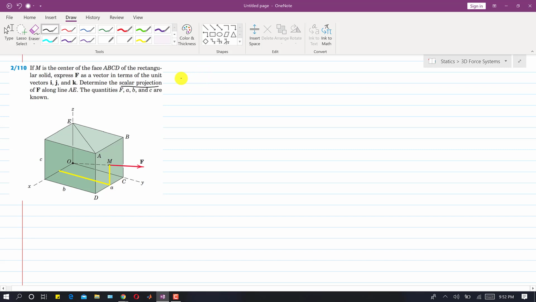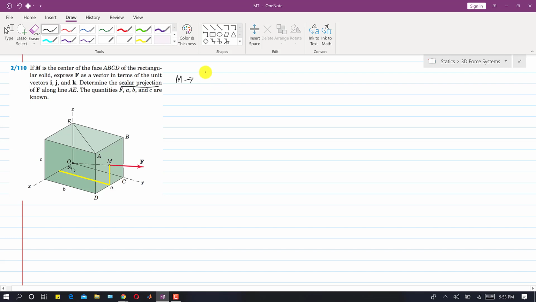So first I will find the coordinates of point M, right? Here I have drawn these two yellow lines. To reach this point M, we will travel this half distance along X. Since this whole length is A, it will be A divided by 2, since M is the midpoint, the center of this face, right? So we will travel A by 2.